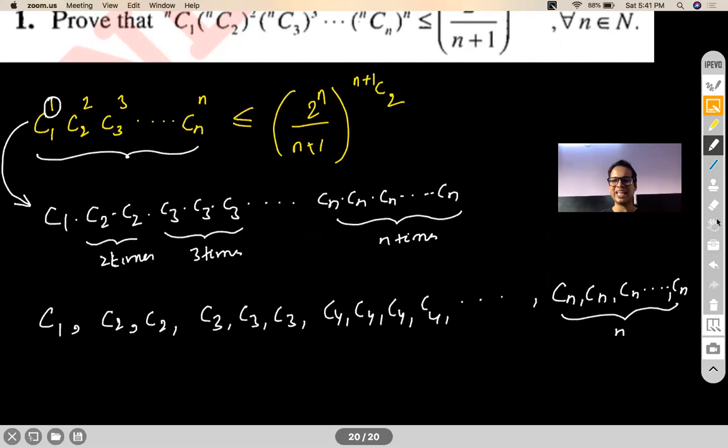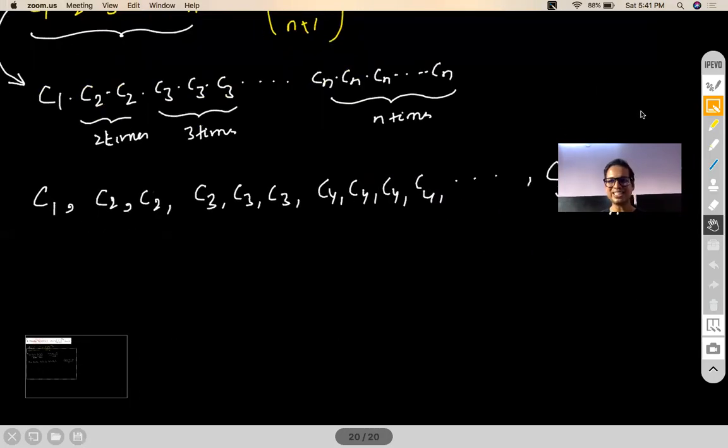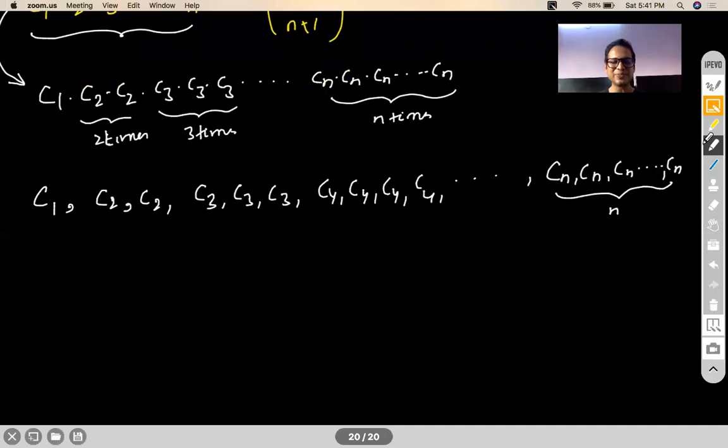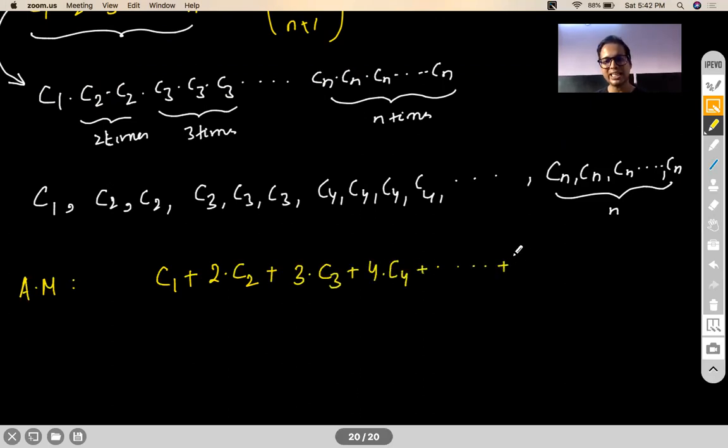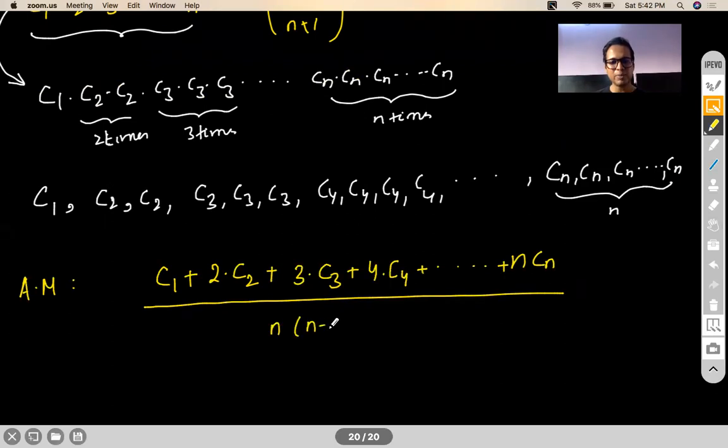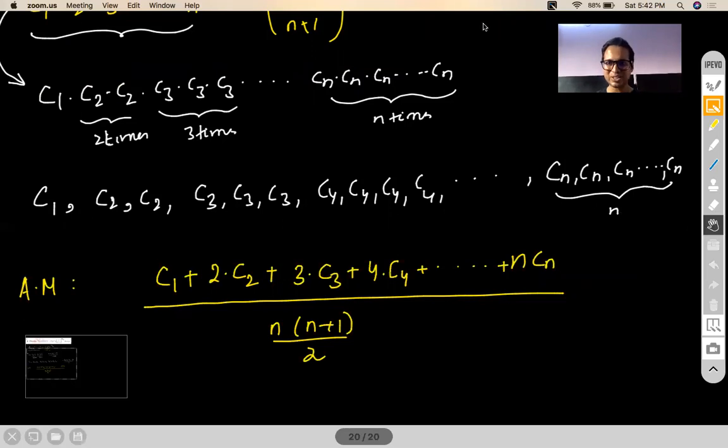Now, let's say I take these quantities and treat them as our quantities, let us find out the arithmetic mean of these quantities. So what will be the arithmetic mean? It's just a simple arithmetic mean, the sum of these. Since there are two C2s, I can write twice of C2. There are three C3s, I can write 3 times C3, 4 times C4, till n times Cn. How many total quantities will be there? 1 plus 2 plus 3 till n, which is nothing but n into n plus 1 by 2. Do you agree with this or not?